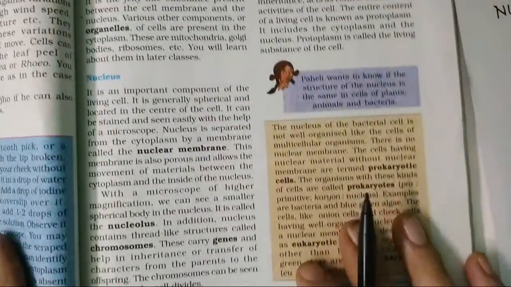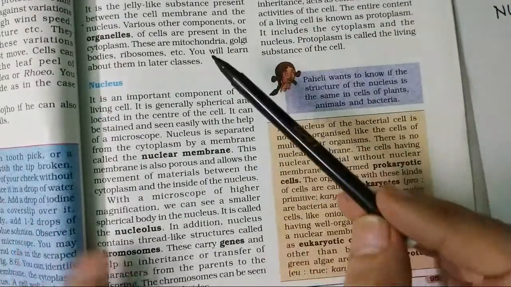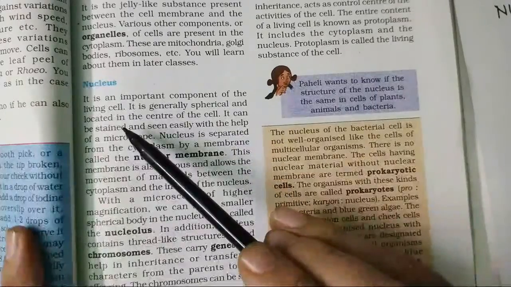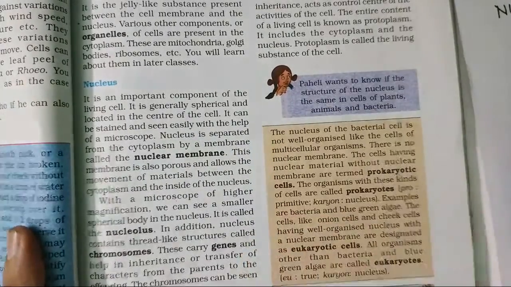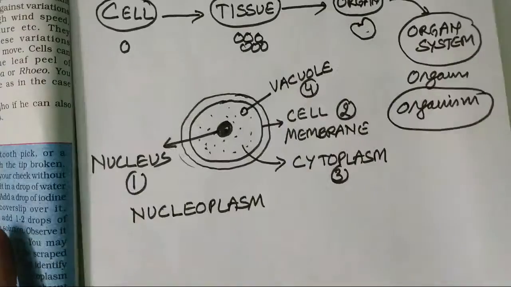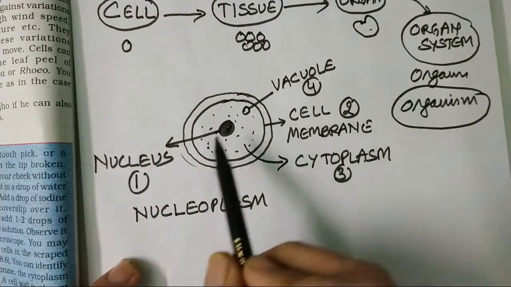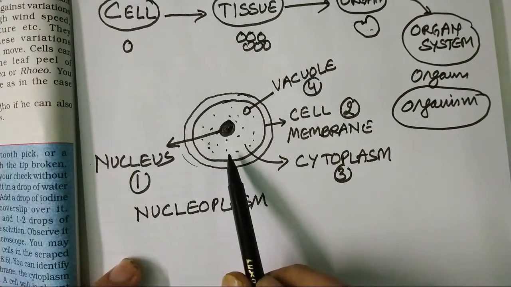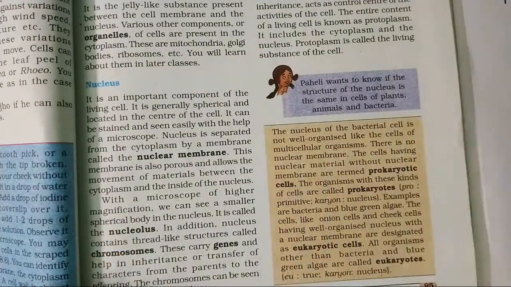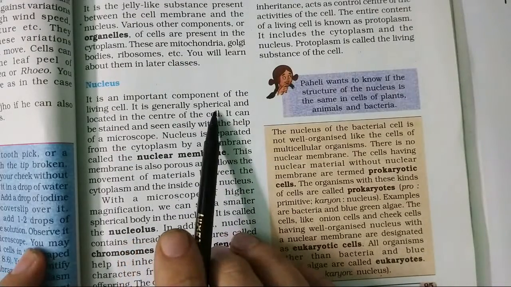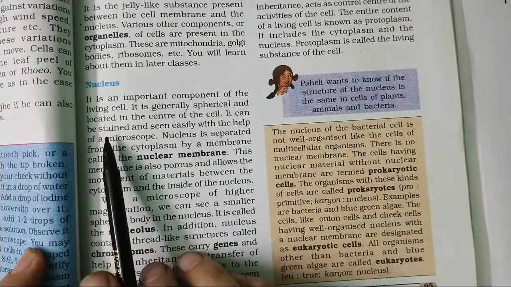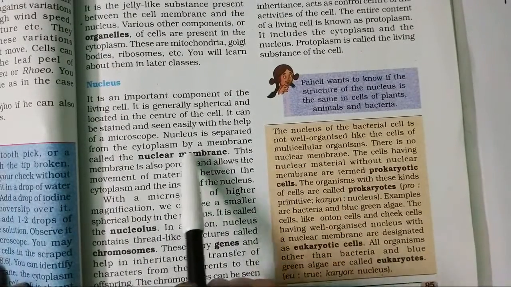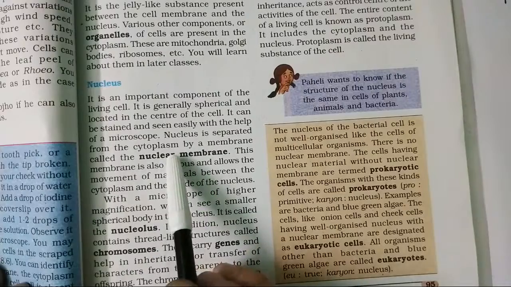In your book, the function of cytoplasm I have discussed. Now nucleus, it is an important component of the cell. The nucleus is present in the center of a cell, as I have said. This nucleus controls all the activities of the cell. It is generally spherical. It can be stained and it can be seen easily with a microscope. Nucleus is separated from the cytoplasm.